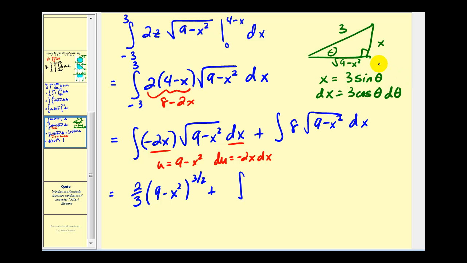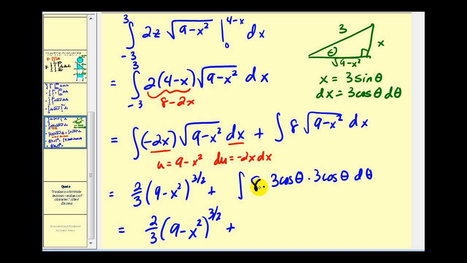Let's go ahead and perform the substitution now. We'll have 8 times the square root of 9 minus 9 sine squared theta. That'll simplify to 3 cosine theta. And then dx is equal to 3 cosine theta d theta. Let's go ahead and simplify this. 8 times 3 times 3 is going to be 72, and we'll have cosine squared theta d theta. Let's go to the next slide.